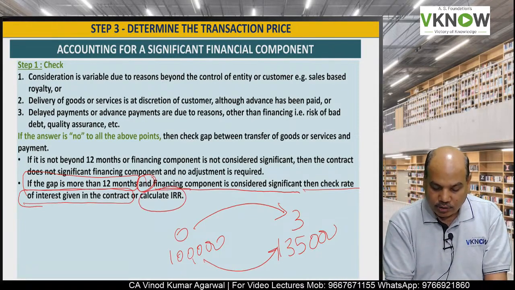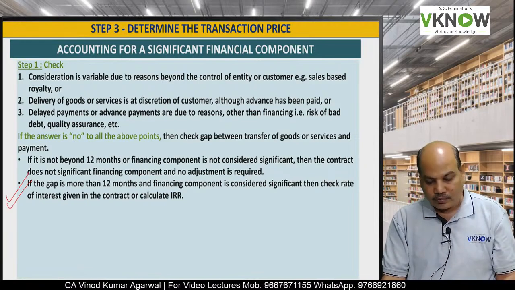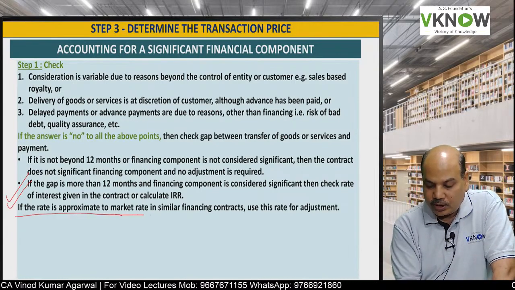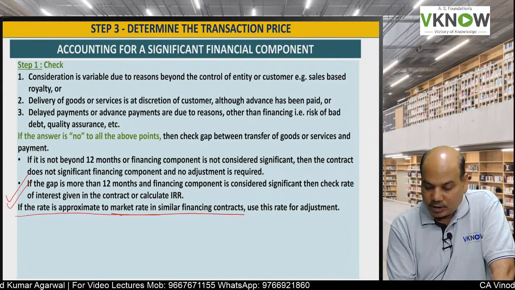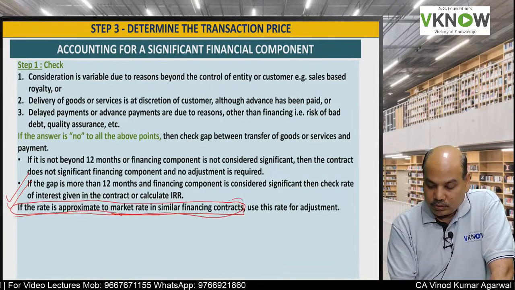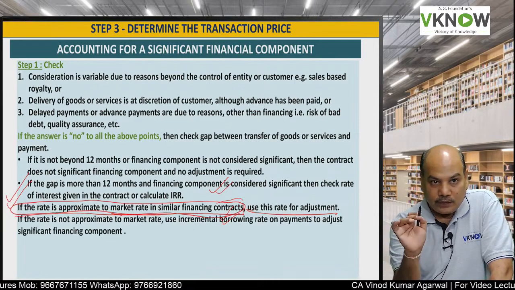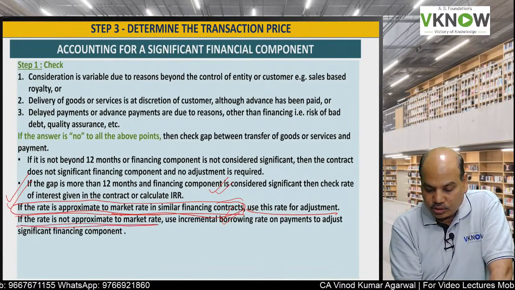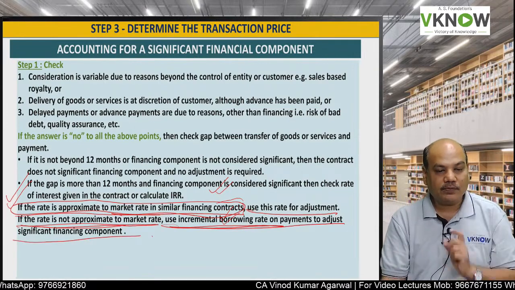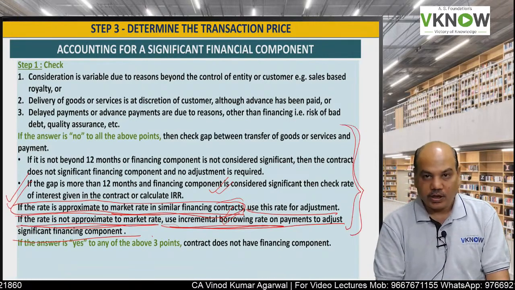If it is not given, then calculate IRR. So this is important for exam purposes. They have asked questions on this. Check the rate of interest in the contract or calculate IRR. If the rate is approximate to the market rate for a similar financing component, that means in the market, if you borrow money for a similar type of situation and this rate is equal to that, you can use that rate for adjustment. But if the rate given in the contract is not approximate to the market rate, use the incremental borrowing rate on payment to adjust the significant financing component. So this is what you will do for significant financing component.